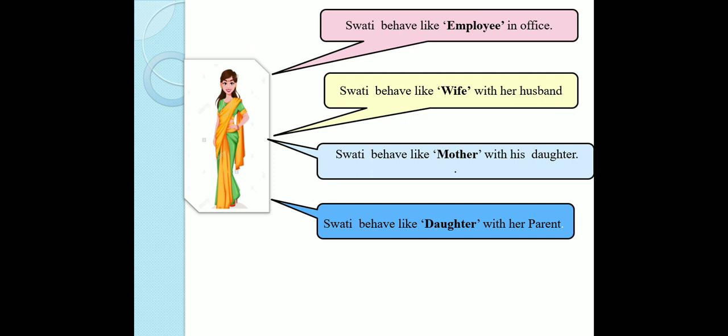Let's see the example. Here the lady is a person who handles multiple roles like employee, wife, mother and daughter. It means one person handles multiple roles.